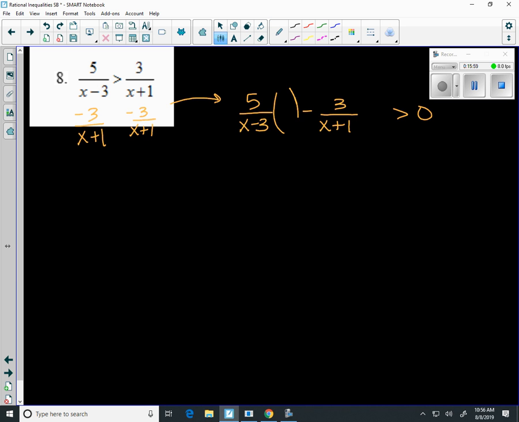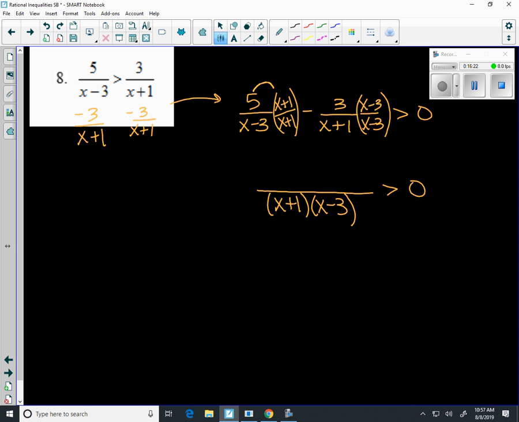So my x minus 3 fraction needs x plus 1. My x plus 1 fraction needs x minus 3. And of course, what we do to the denominator, we have to do to the numerator. Now we just need to clean up the numerator. 5x plus 5. Careful with this negative here. Negative 3x. Negative 3 times 3 is 9. 5x minus 3x is 2x. 5 plus 9 is 14.